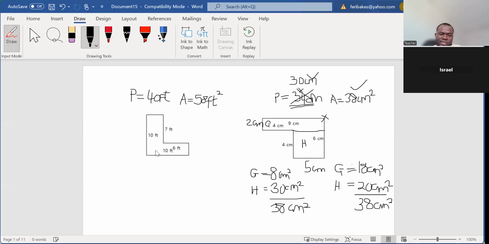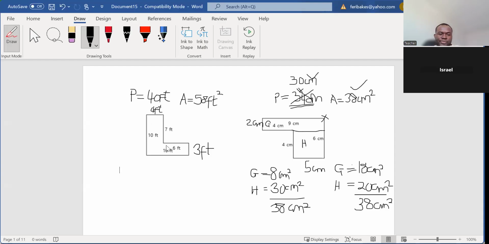Okay, so let's see. We'll solve it together. So let me just cut it. This is 10. What's the measurement for this missing part? 4 feet. Correct. And this other one is 3 what? 3 feet. Okay, that's very good. So that's really very easy for you to deal with.